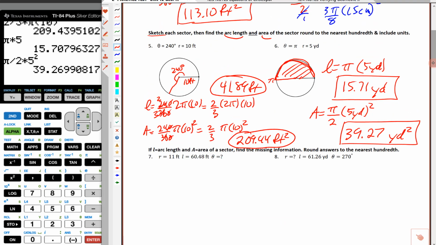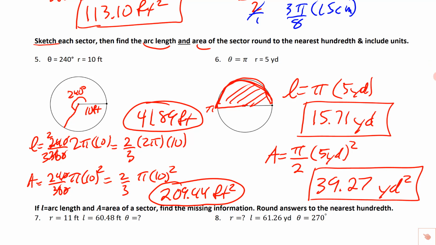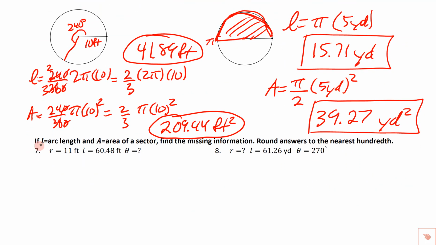And let's take a look at these guys here. So I'm going to make this a little bit full size for a second. And what we want to do here is find, if L is arc length and A is area of the sector, the missing piece of information. Round your answers to the nearest hundredth. So we've got a radius of 11 feet, we've got an arc length of 60.48 feet, and what we're missing is the angle.